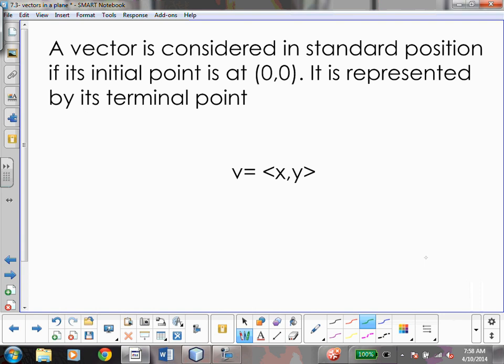A vector is considered to be in standard position if its initial point, so its starting point, is at 0, 0. It is represented then by its terminal point. So technically this vector would be the vector at 0, 0, and then to whatever point would be x, y.